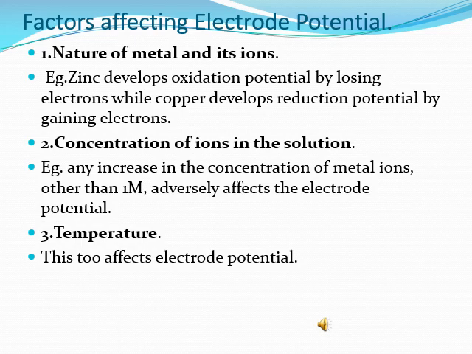Second is the concentration of ions in the solution. Well, ideally you should keep the concentration of metal ions as 1M. But if there is any increase in the concentration of metal ions other than 1M, then that is going to adversely affect the electrode potential. And lastly, the third factor is temperature. This too affects electrode potential.